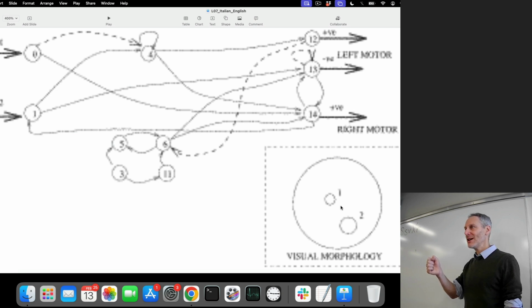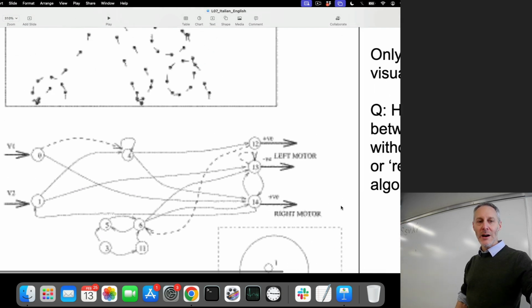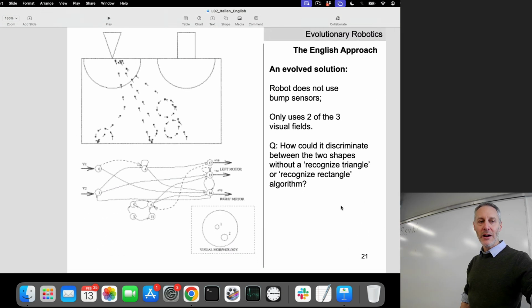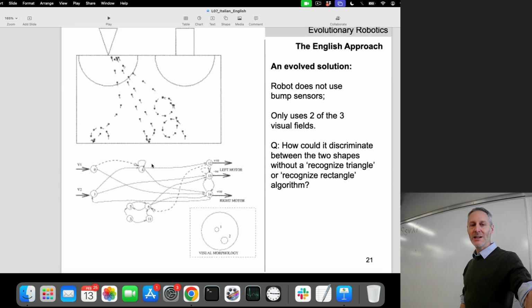Okay, confused yet? Okay, all right, back to your question about does the robot know what a triangle is and a rectangle is? Where is the recognized triangle subroutine or neural circuit in here? Where is the recognized rectangle neural circuit in here?